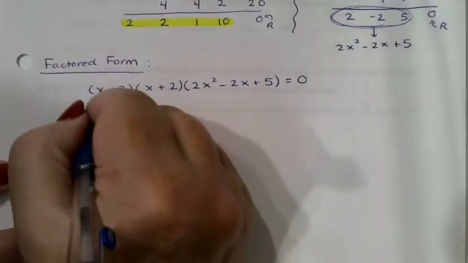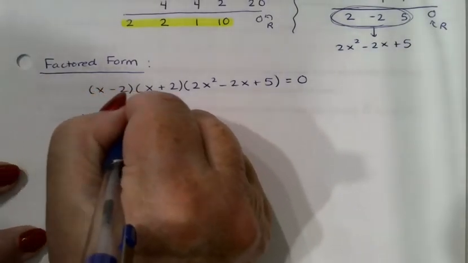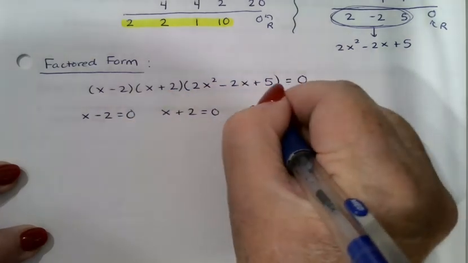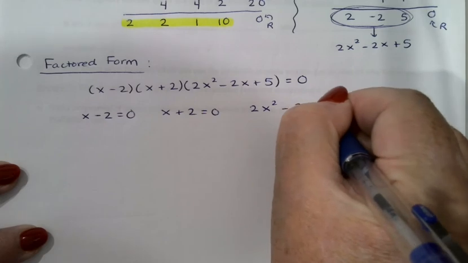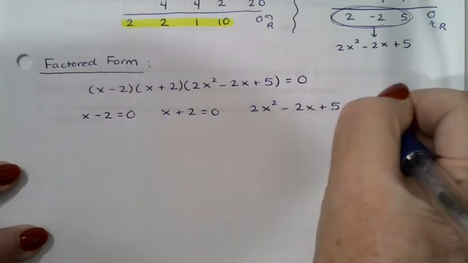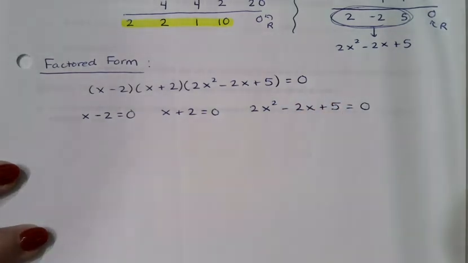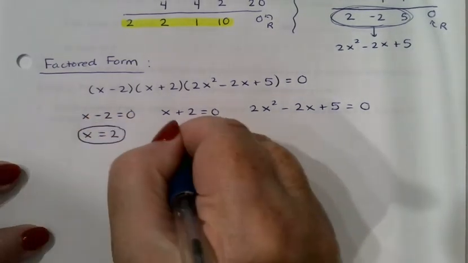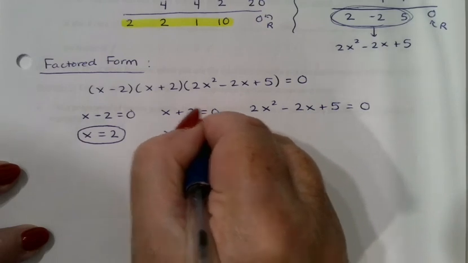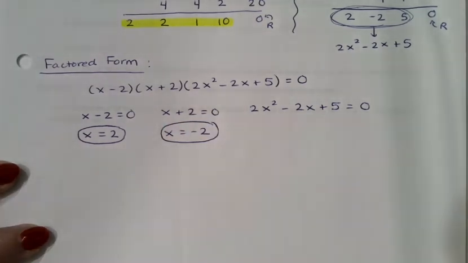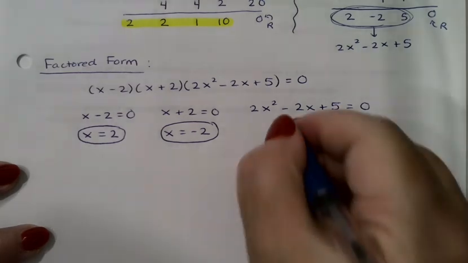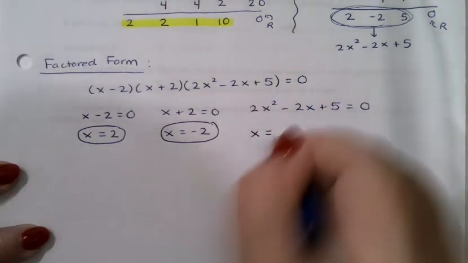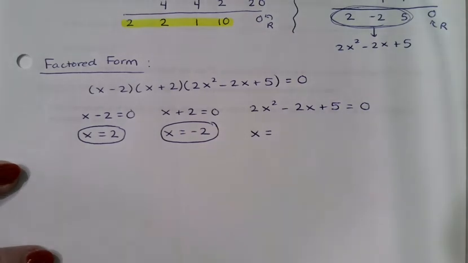So I have x minus 2 equals 0, or x plus 2 equals 0, or 2x squared minus 2x plus 5 equals 0. This gives me the x equals positive 2 and the x equals negative 2 that we actually found with the rational zeros theorem, but they come out of the process. And then I'm not thinking that's going to factor, so let's just go right ahead and put the quadratic formula in here to finish this out.